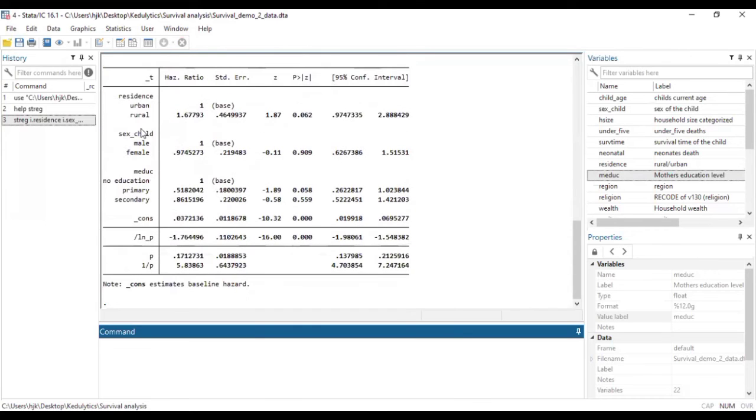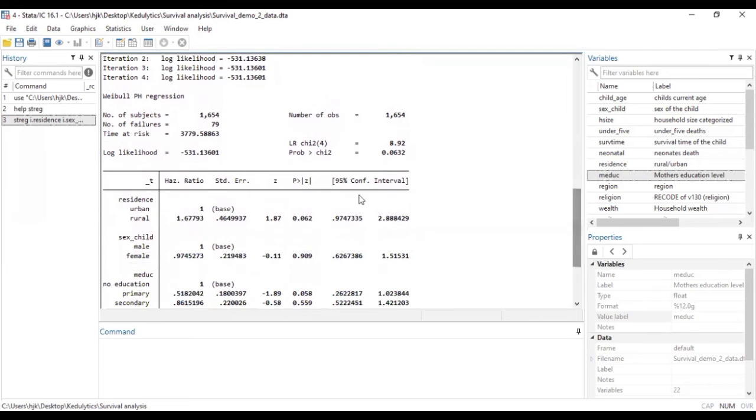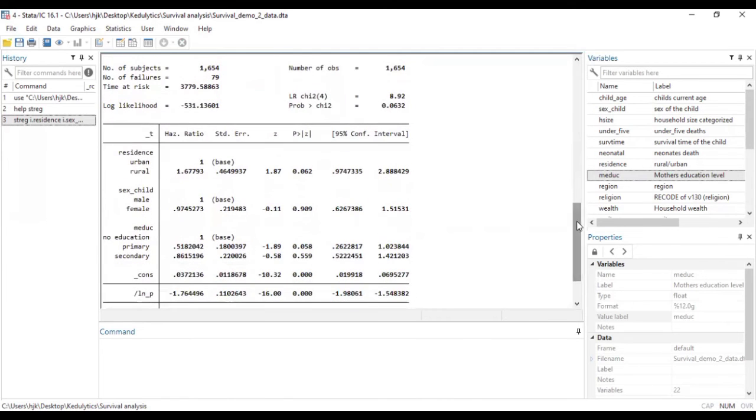There's iteration 7, and then we have our Weibull PH regression. It gives us the number of subjects, the number of failures, the time at risk or the person years, and the number of observations. Then we have the likelihood ratio, and then the probability of the likelihood ratio or the chi-square test. And then we have the various hazard ratios and the corresponding standard errors, z-score, p-value, and the 95% confidence interval. When you look through all of this, you realize that none of the p-values here is statistically significant.